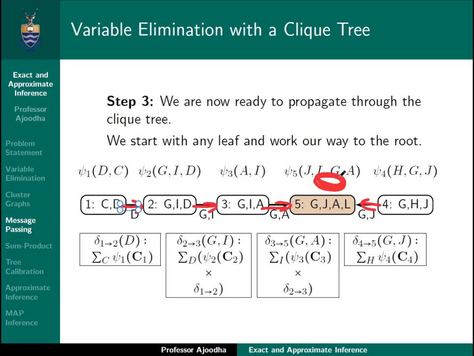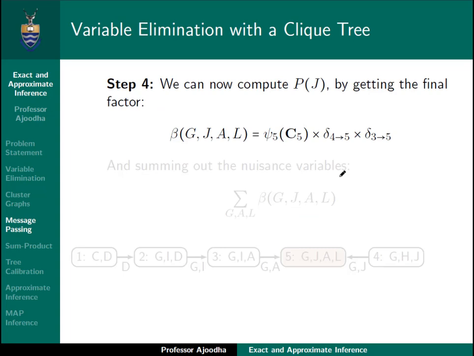We need to now compute the last one, and that's step 4. The last one is in the root. We want to calculate P of j, and so all we do is create a new factor. I've run out of names here, so let's just call this beta. We can call it tau if you want, it doesn't matter. And that's going to have a big scope.